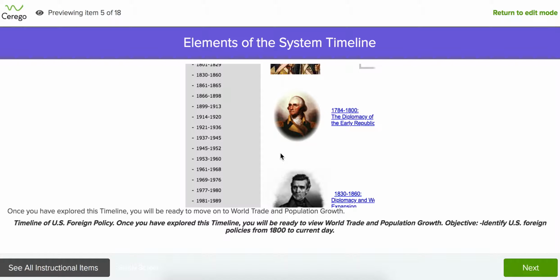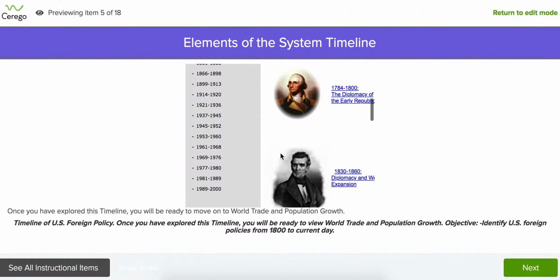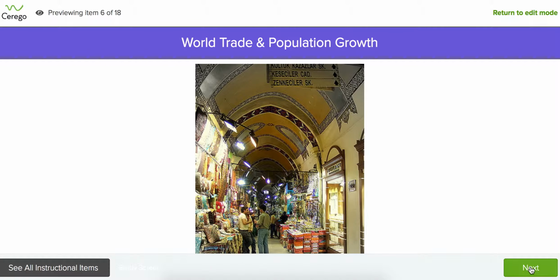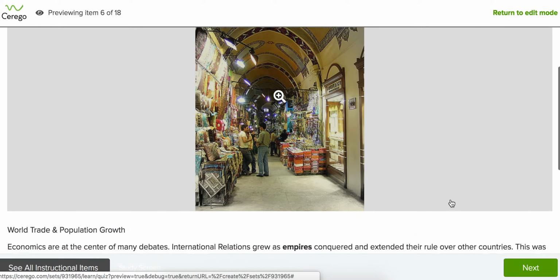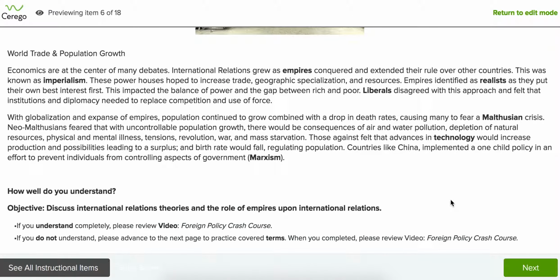And this deals with basically identifying U.S. foreign policy from 1800 to the current times. And then once they've mastered that, they go on to their world trade area. And then they talk about different competencies here.